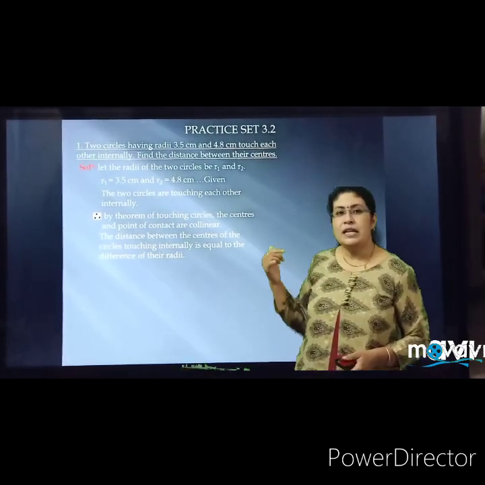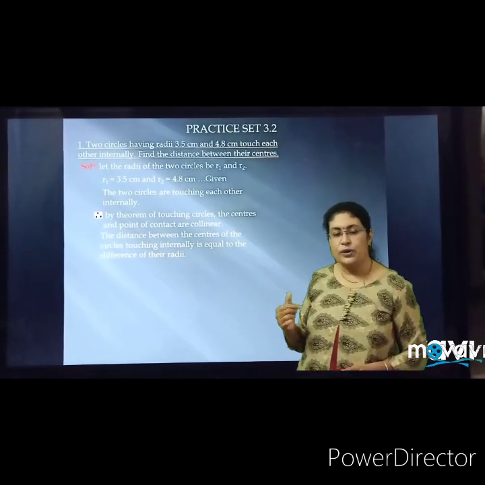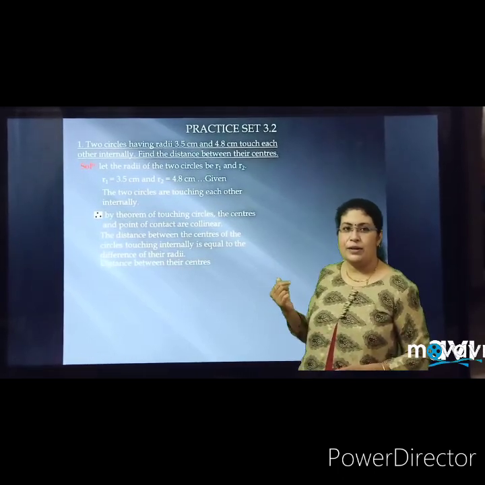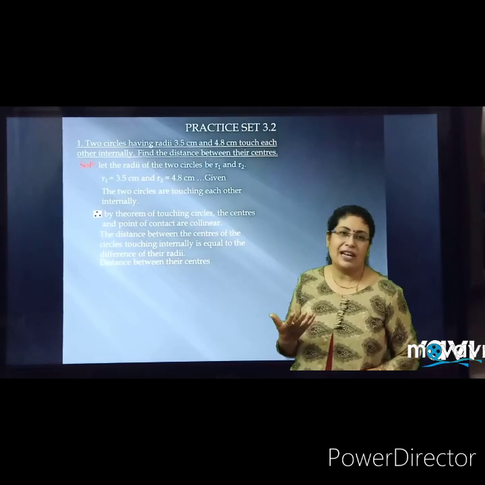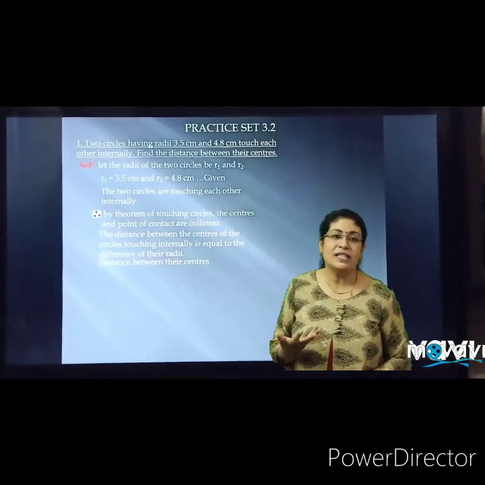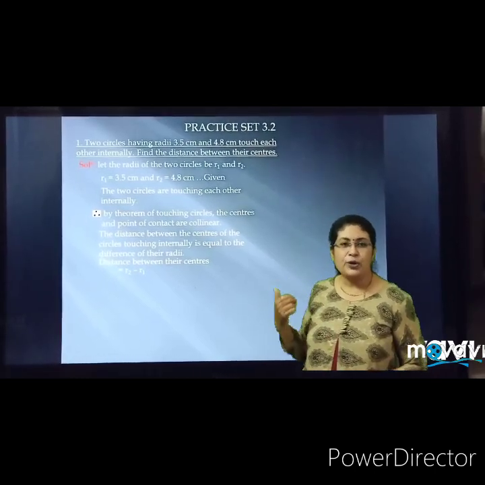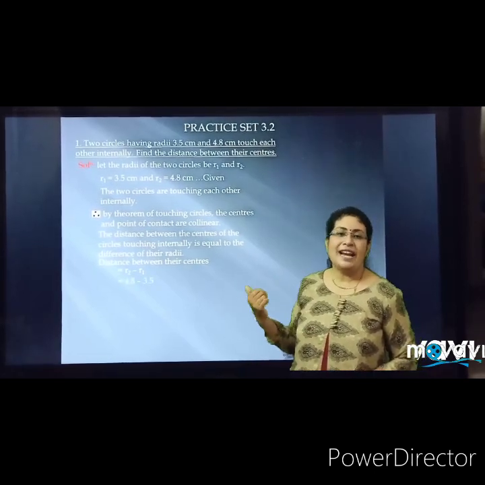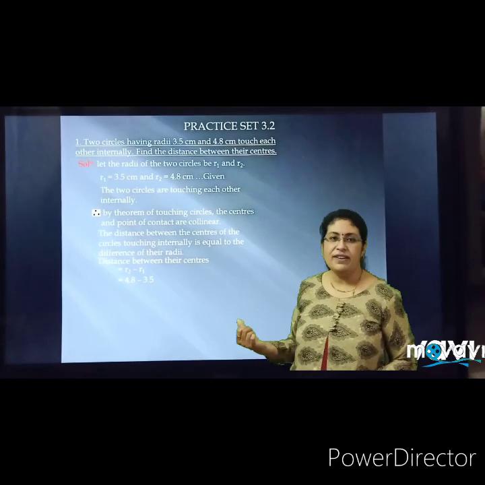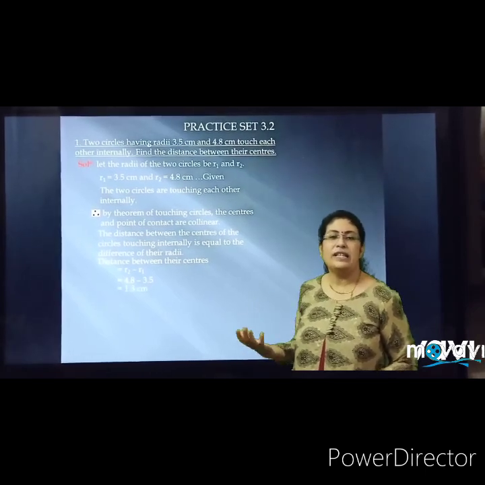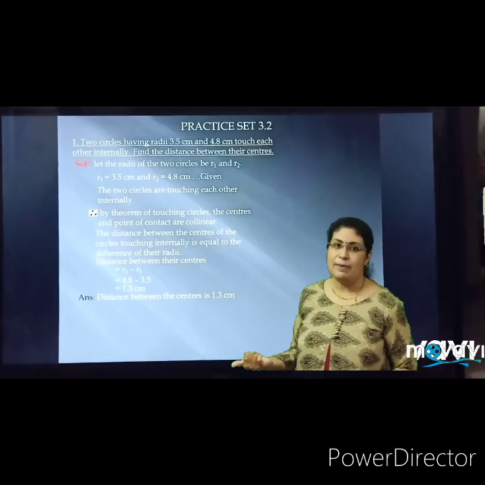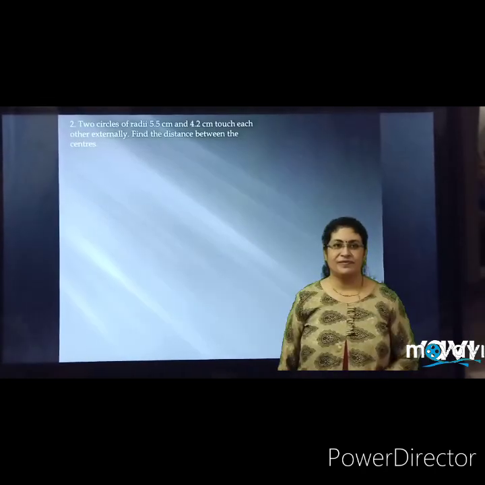So the difference we are going to find out. What will be the distance? It will be the difference, naturally bigger minus smaller, because we are calculating distance and distance is always positive. So R2 minus R1, that is 4.8 minus 3.5, which is equal to 1.3 centimeters. Do not forget to write the answer statement. Let's see the second example.